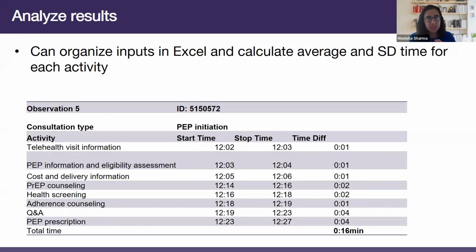So you can organize your time and motion results into Excel, which is what I normally use, and then you calculate the average and standard deviation time for each activity. So here is one observation for a PrEP telehealth intervention. And so we have here each of the activities within the consultation, and then you have the total time, and you would have a series of 10 or 15 of these observations, and then you can summarize them with a mean and a standard deviation.